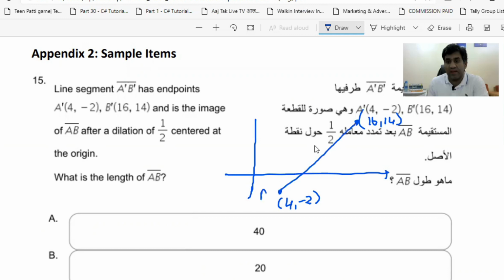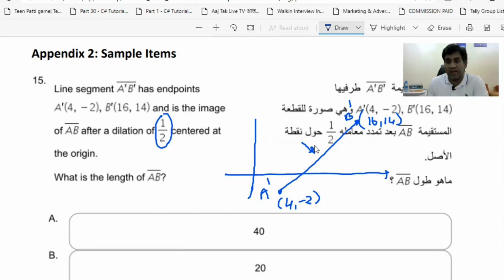This is the line segment A dash B dash, and this line segment has resulted after dilation of the line segment AB. It means the line segment AB must be greater than this. As the line segment AB got dilated by half, it means AB got multiplied by half, or I can say divided by 2, resulting in this line segment. So I first need to calculate the length of A dash B dash.